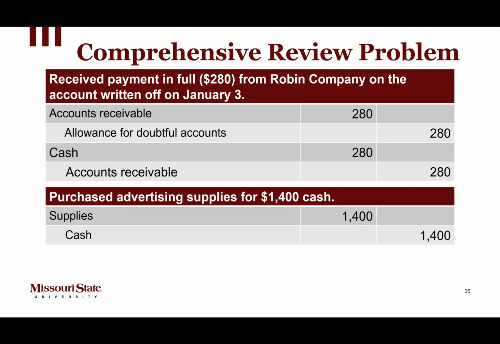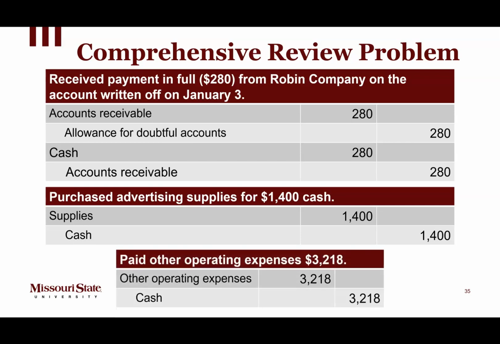Okay, so we also purchased advertising supplies for $1,400 in cash. So this is an easy entry. We're going to debit an asset, supplies in this instance, to increase it. And we're going to credit cash because it literally tells us we paid cash for it, okay?